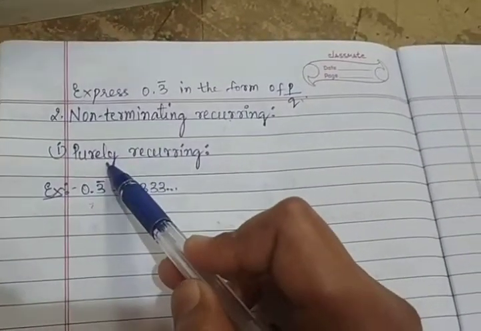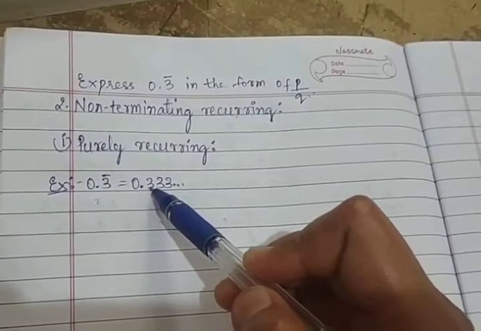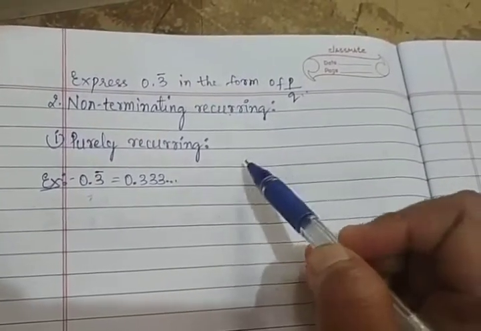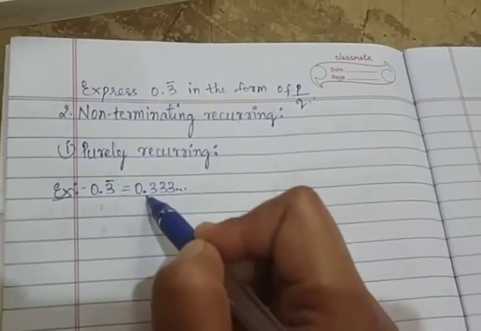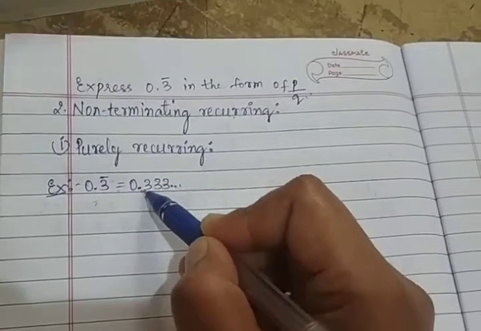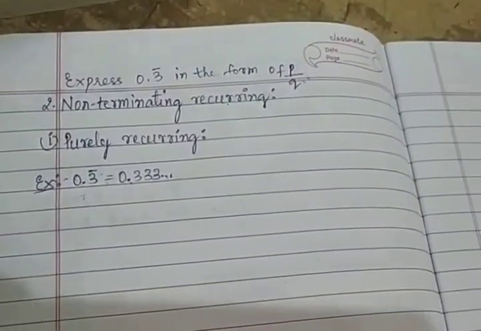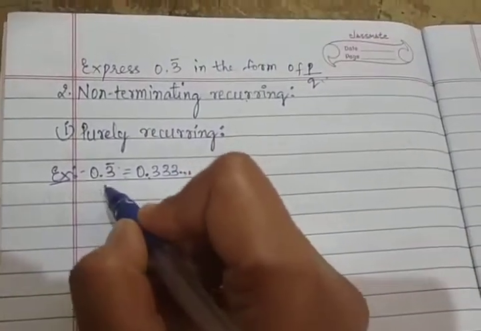I have taken first the purely recurring type, in which after the decimal whichever digits are there, they are repeating continuously. So here we have taken one example, 0.3 bar. It can also be written as 0.333 with three dots after it, which means 3 repeats itself infinite times. So let us start.